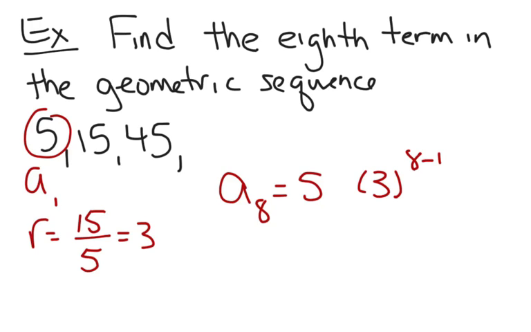Now the way that I would put this in my calculator is I would evaluate the 8 minus 1 first and do 3 to the 7th power. Then I would multiply it by 5. And you're going to find out that the answer is 10,935.